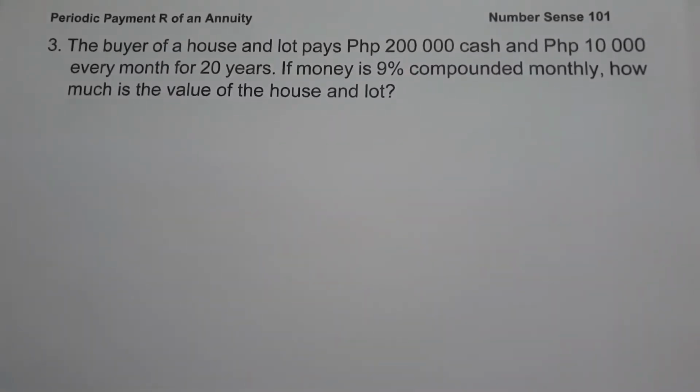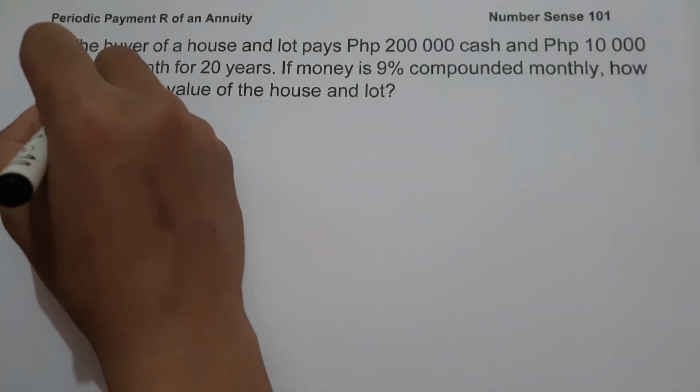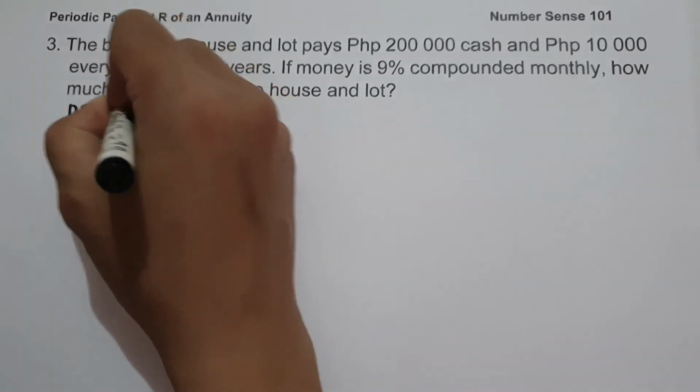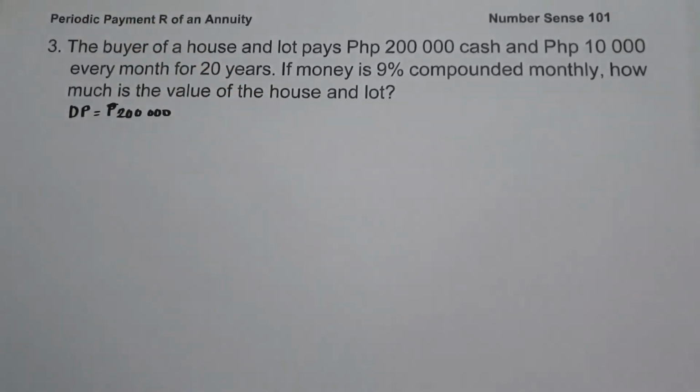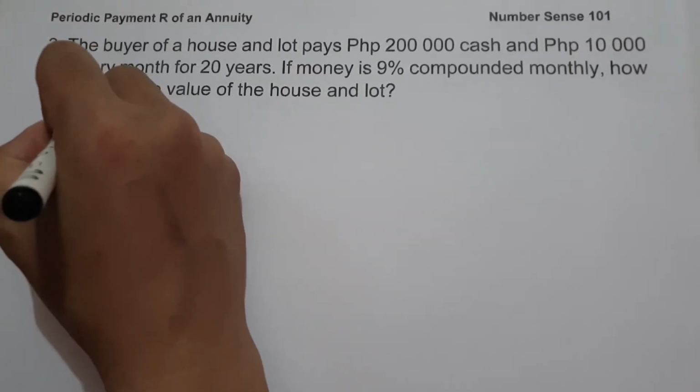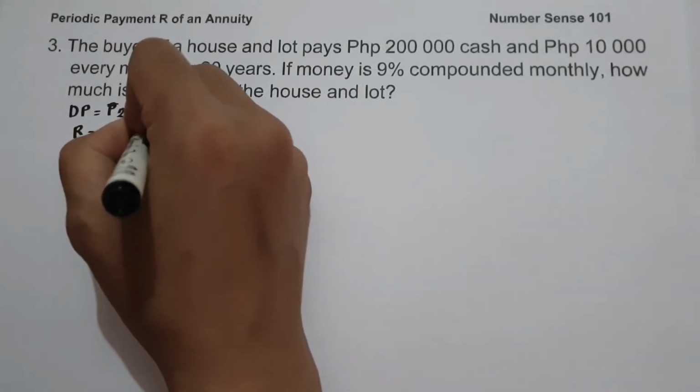On example number 3, the buyer of a house and lot pays 200,000 pesos cash and 10,000 pesos every month for 20 years. If money is 9% compounded monthly, how much is the value of the house and lot? To determine the value of the house and lot, let us identify first our given. So let us have the down payment, that is 200,000 pesos. And since the buyer pays 10,000 pesos every month, that is our regular payment, that is 10,000.